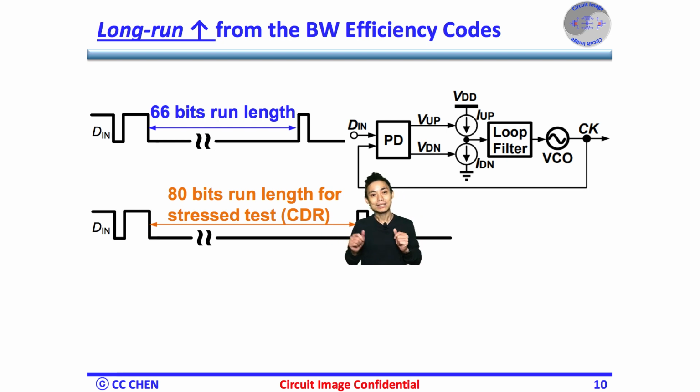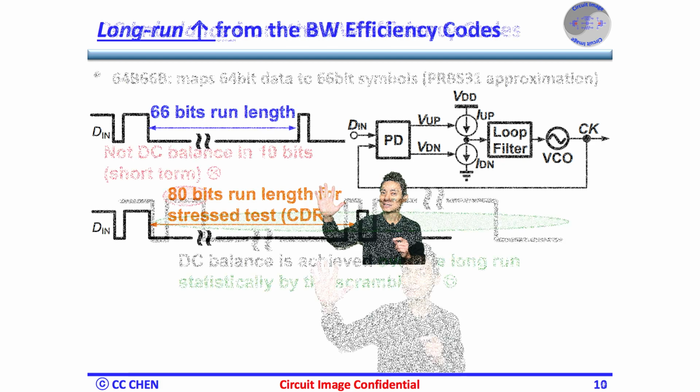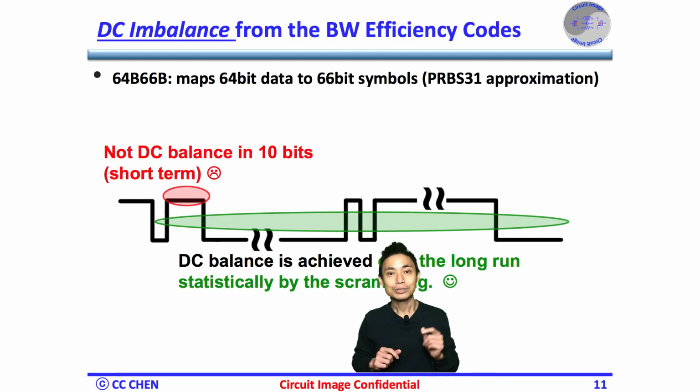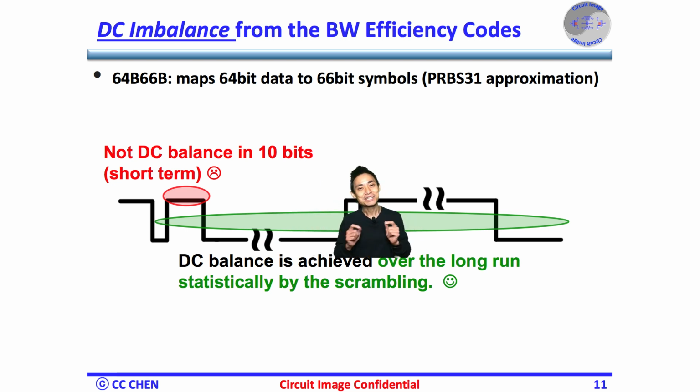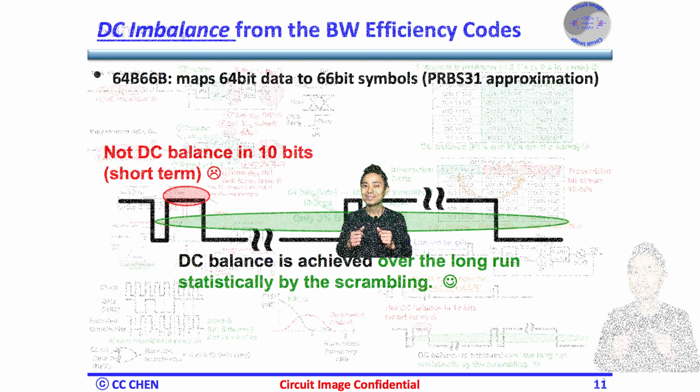If there's a possibility to have a 66-bit run length, what else could be the issue? Think about the DC balance for 5 seconds. Correct, technically, at such a long run length, the DC is not balanced if you only check a short bit stream, like 10 bits or 20 bits. So the voltage or eye height would degrade from 8b/10b data to the 64b/66b data. Hopefully, we still can achieve the DC balance over the long run statistically by the scrambling tricks, and the eye height might not degrade a lot.